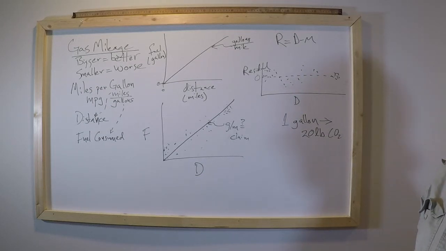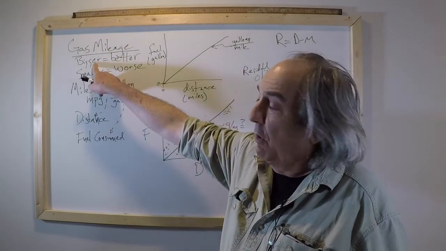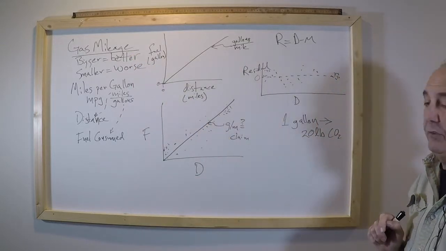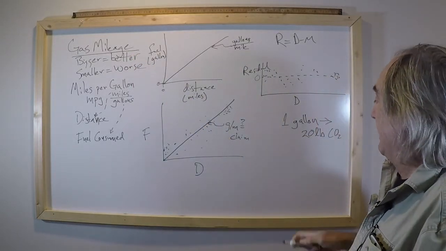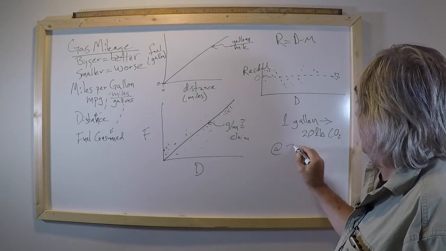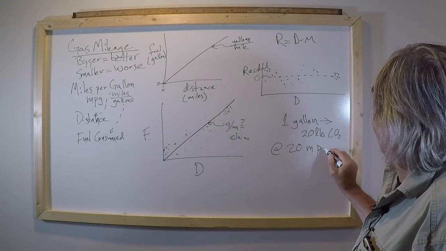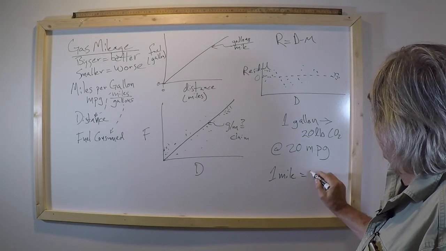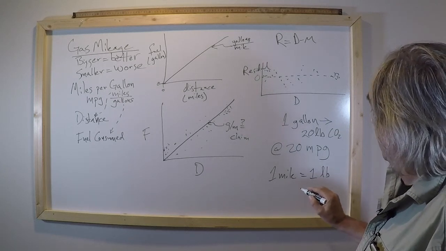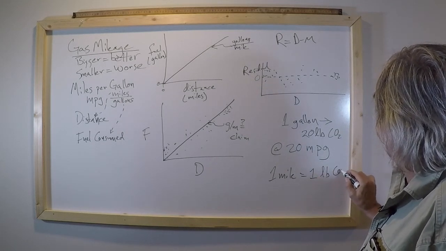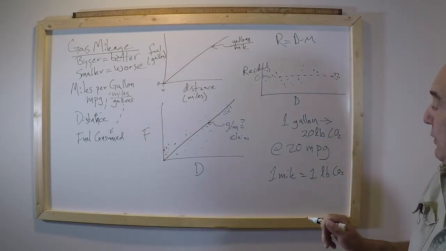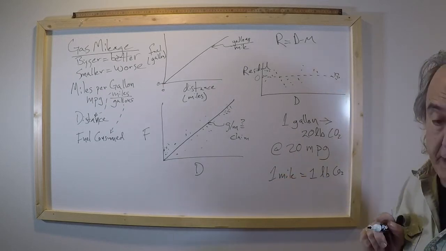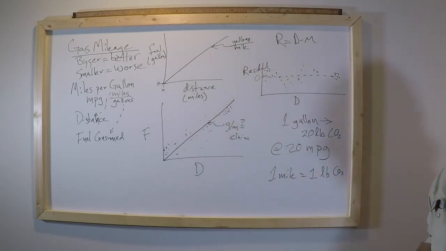To the extent your car gets more miles to the gallon, it's better because you put out less CO2. So here, let me write that down. At 20 miles per gallon, 1 mile equals 1 pound CO2. So if you get more miles to the gallon than 20, then you're putting out less than a pound. And if you do it the other way around, with smaller mileage, more.